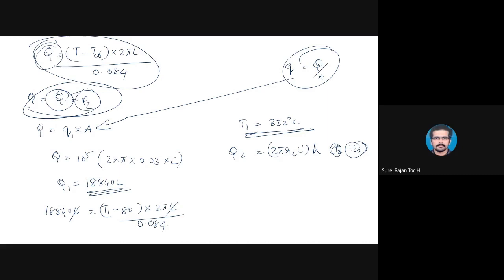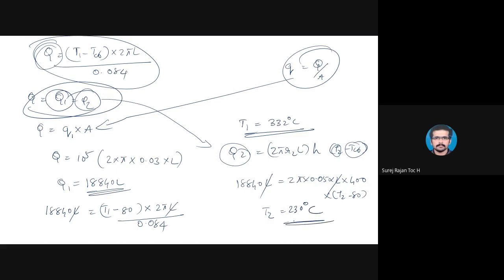From here we know that Q is equal to Q1 is equal to Q2. So instead of Q2, we substitute 18,840, because it's a steady state problem. 18,840 into L is equal to 2 pi into 0.05 into L into the heat transfer coefficient, which is 400, into T2, which we don't know, minus 80. We cancel out the L on the left hand side and the right hand side, then rearrange this equation, and you will get the value of T2. So T2 is equal to around 230 degrees Celsius.